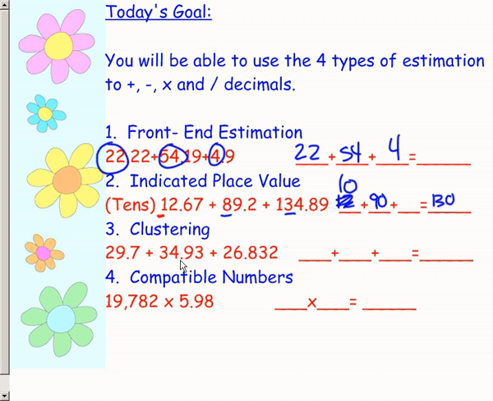Clustering 29.7. These three numbers are all kind of around 30. So I'm just going to do 30 plus 30 plus 30. And here, let's make this easy. Let's round this. How about we'll do 20,000 times, we'll round that to 6. And then I could solve that easily. So hopefully you've got that. You're going to do a lot of practice now today on that front end estimation.